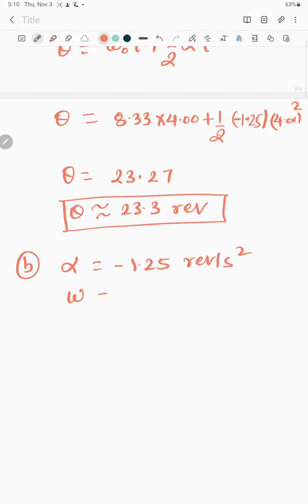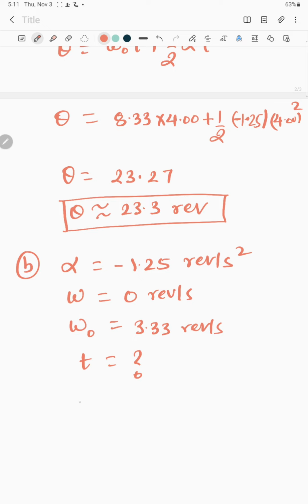So finally this fan will come to rest. That means the final angular velocity omega will be 0 revolutions per second, and the initial angular velocity will be the final velocity of the first part. What is the final velocity of the first part? That is 3.33 revolutions per second. So we are using these values to calculate time. That is, how long does it take to come to complete rest after the final velocity of the first part, right? T equal to what?